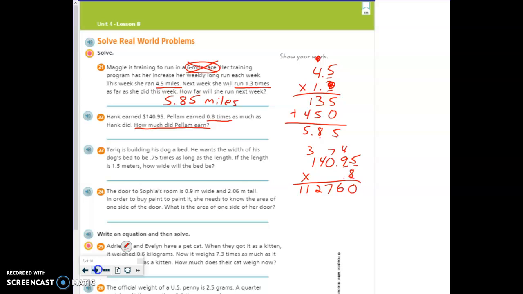1, 2, 3 numbers in the problem behind the decimal point, which means I need to have the same thing in my answer. So 1, 2, and 3 numbers behind the decimal point. The decimal point is going to go between the 2 and the 7. And you might say, well, Mr. Mace, we've got 3 numbers behind the decimal point then. But if we are really honest with ourselves, having a 0 at the end of a decimal number doesn't mean anything, doesn't change anything. So the answer for this one should be $112.76.